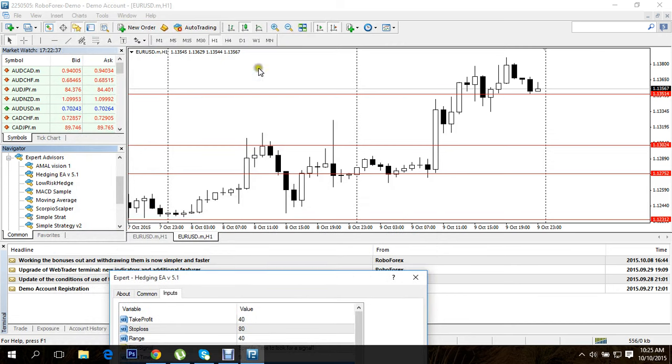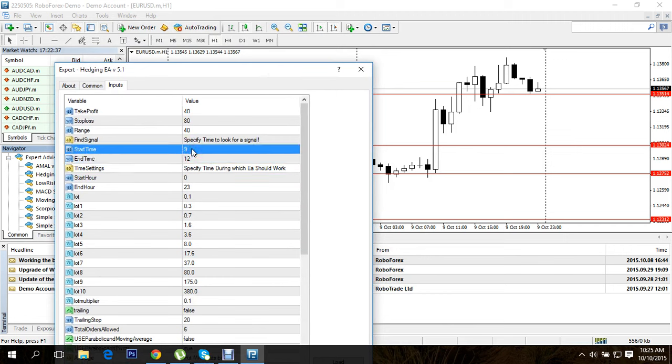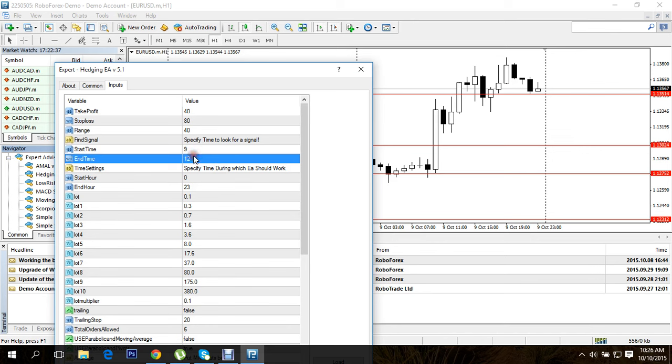If you're using it on the H1 time frame, then by the time the ninth hour starts, this EA will start looking for a signal from the indicators, and whenever it finds a signal between these times, it will start its first trade and it will start the hedging sequence for that trade.